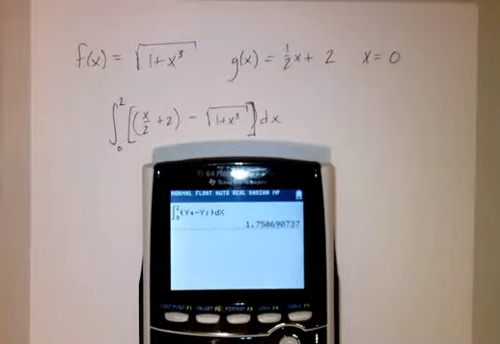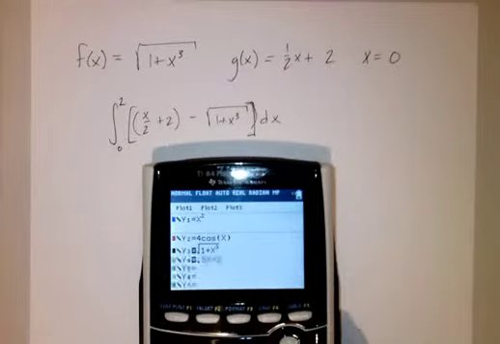And of course, from here, we either truncate or round to 3 decimal places, box it in, and move on to the next problem. So that actually didn't wind up being too tough. Let's go ahead and look at another one.